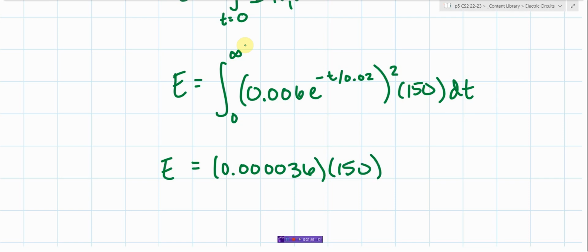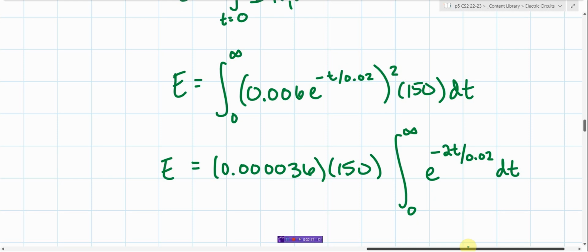I can pull that out to the front so that I'm integrating from 0 to infinity of e to the negative t over 0.02, and that's squared. I can just multiply the exponent by 2, right? Let me just check on something. Yes. So what I'm left with is e to the negative 2t over 0.02 dt. That's all that's in the integral.